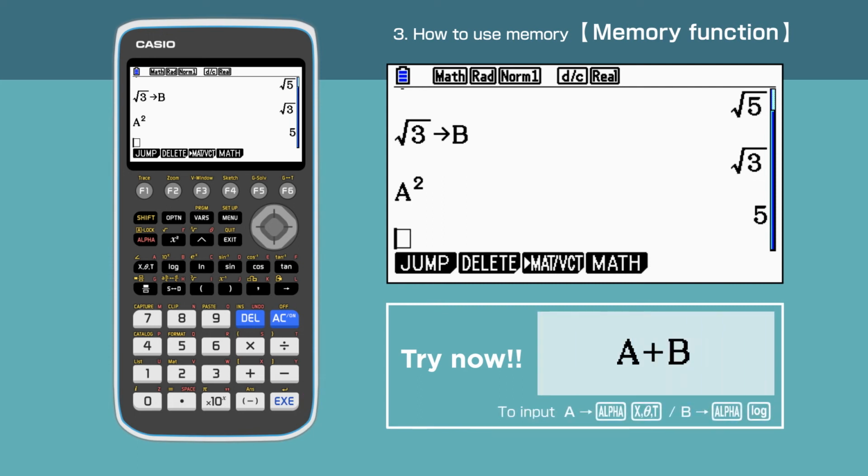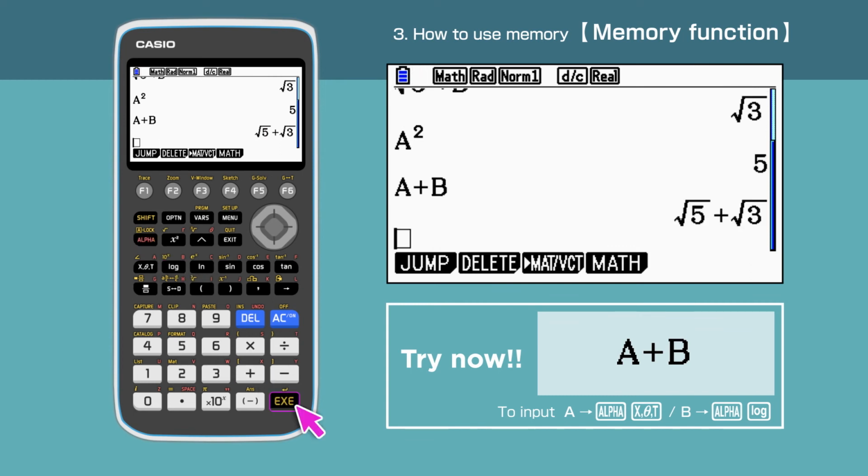Next, we are adding A and B. We get root 5 plus root 3 for the answer.